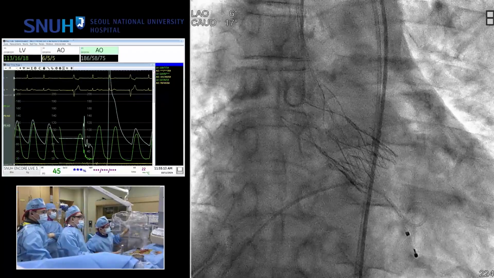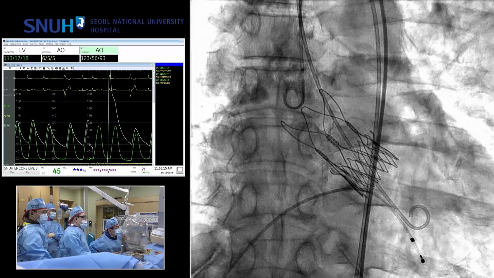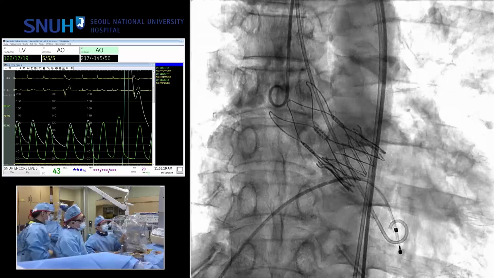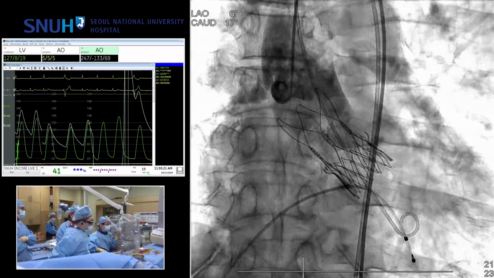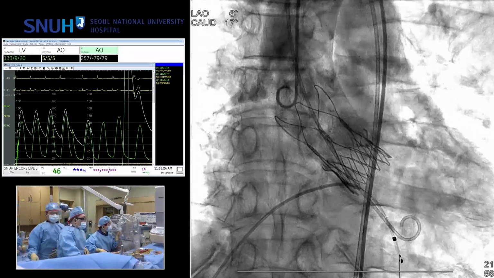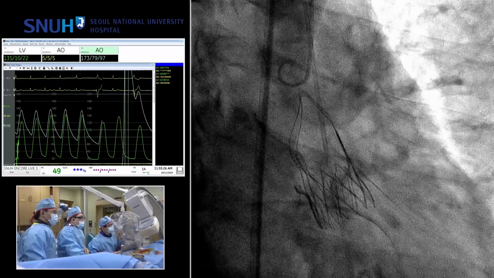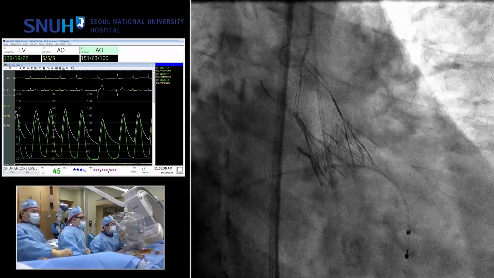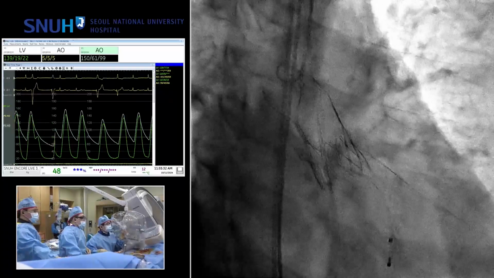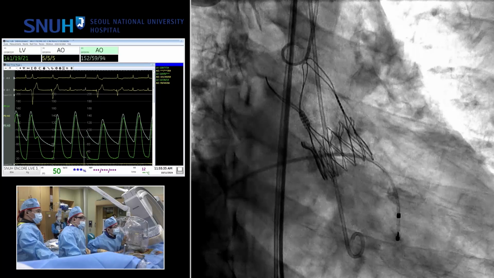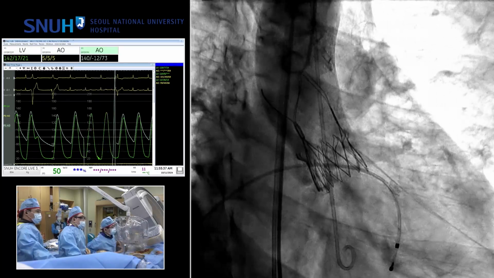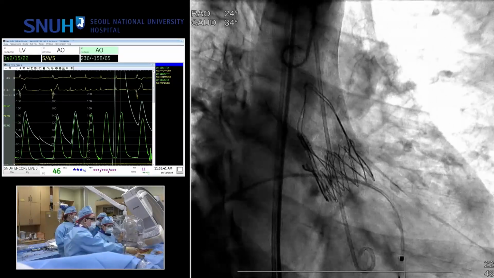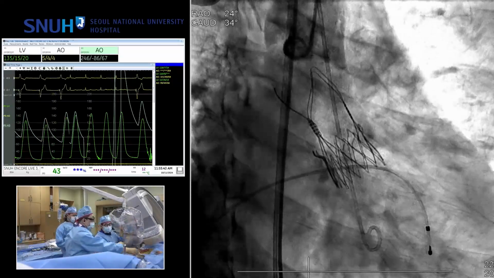Okay. So then, the regurgitation decreased remarkably, changed by two factors: the change of the stiff wire and ballooning. Trivial regurgitation. Let's see the echo.